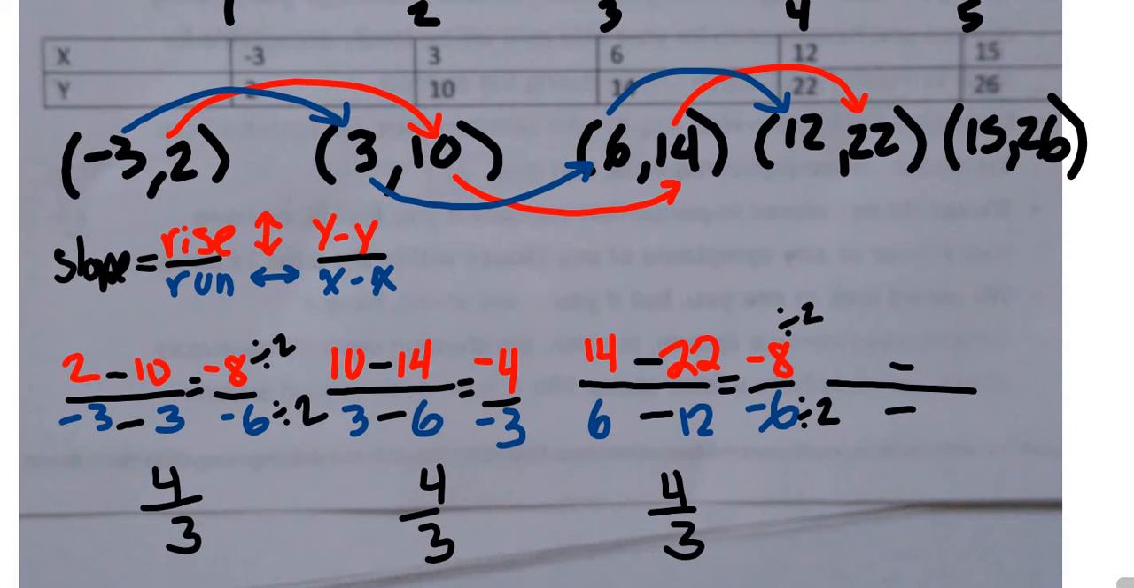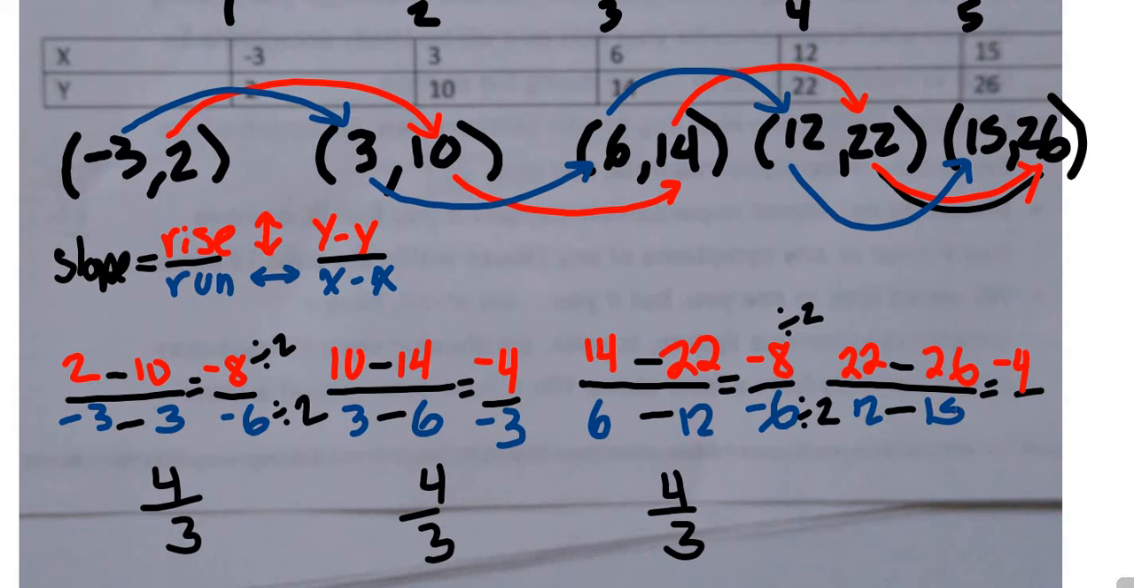Let's check the last one. Y minus y. So going this way, that's 22 and 26. And then we're going to do 12 and 15. 22 to 26, that's -4. And then 12 minus 15, that's -3. Again, double negative makes a +4/3. So you can see our slope is exactly the same, which implies it's a line.